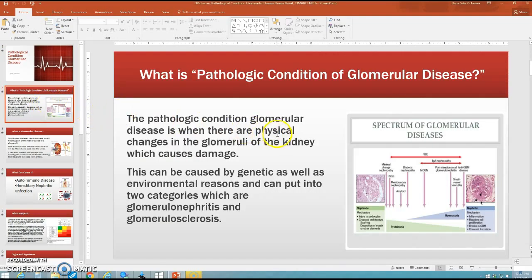The pathological condition glomerular disease is when there are physical changes in the glomeruli of the kidney which cause damage. This can be caused by genetic as well as environmental reasons and can be put into two categories, which are glomerulonephritis and glomerulosclerosis.